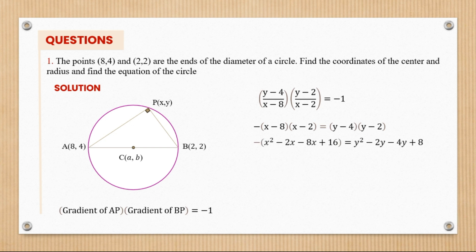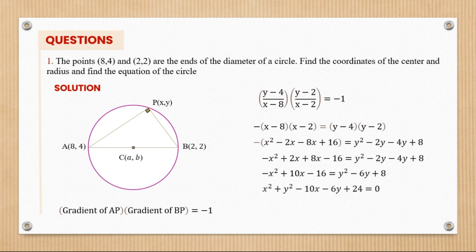Next, when I expand, I'll have x squared minus 2x minus 8x plus 16 on the left hand side, of course with that negative on the outside. On the right hand side, when I multiply (y minus 4) times (y minus 2), I'll have y squared minus 2y minus 4y plus 8. Then the negative can go inside, and I'll have negative x squared plus 2x plus 8x minus 16. When I simplify further, I'll have negative x squared plus 10x minus 16 being equal to y squared minus 6y plus 8.